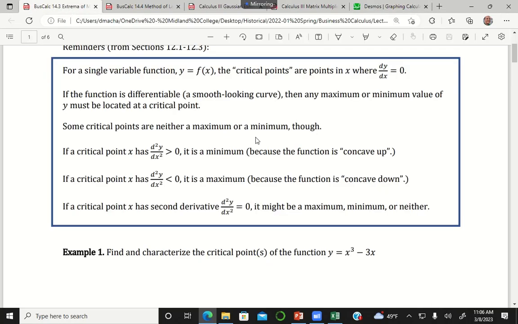Same thing, when the second derivative test doesn't work, we go back to the first derivative test. What you could do if the second derivative test doesn't work is sample points, not just to the left and just to the right of the critical point, and determine whether you're increasing or decreasing using the first derivative.